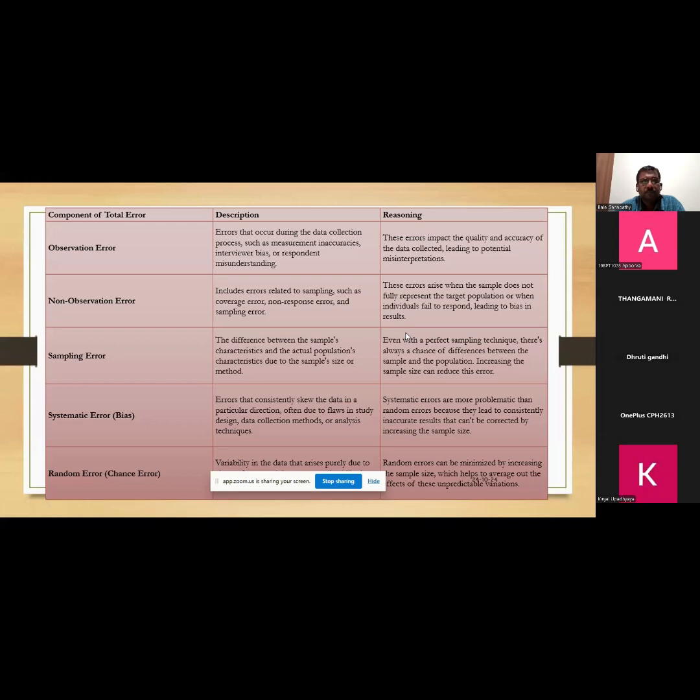The way I said, you have the sampling error in between. Apart from that, you have observation error, non-observation error, systematic error, bias, or chance error. All these errors together, you just read this and you will understand. I have written everything. That makes the standard error in the research.